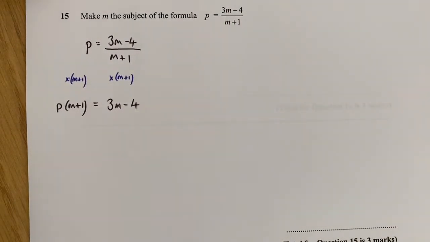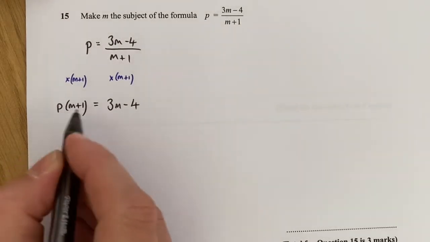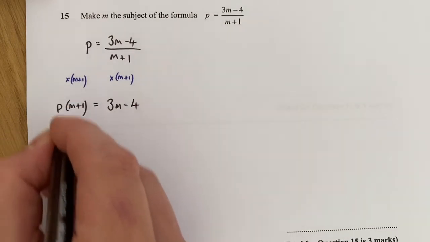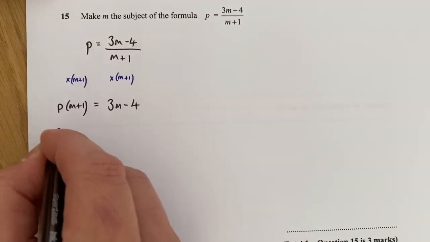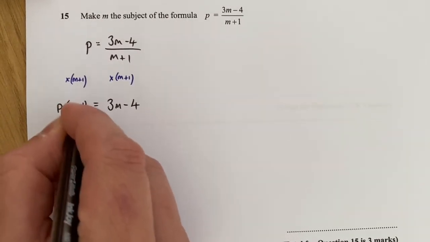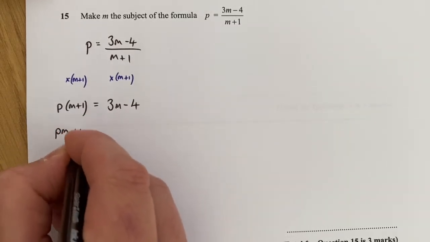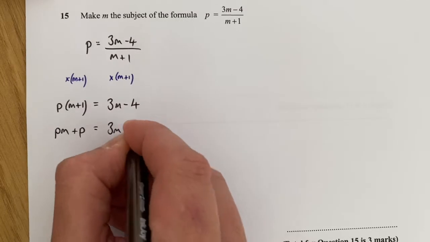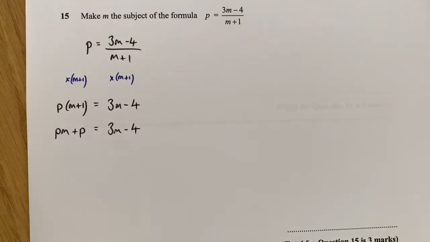The next step would be to remove the brackets, to multiply out the brackets here. So if I multiply out those brackets, I've got P times M, which is PM, and P times 1, which is P, so PM plus P, and that is equal to 3M minus 4.